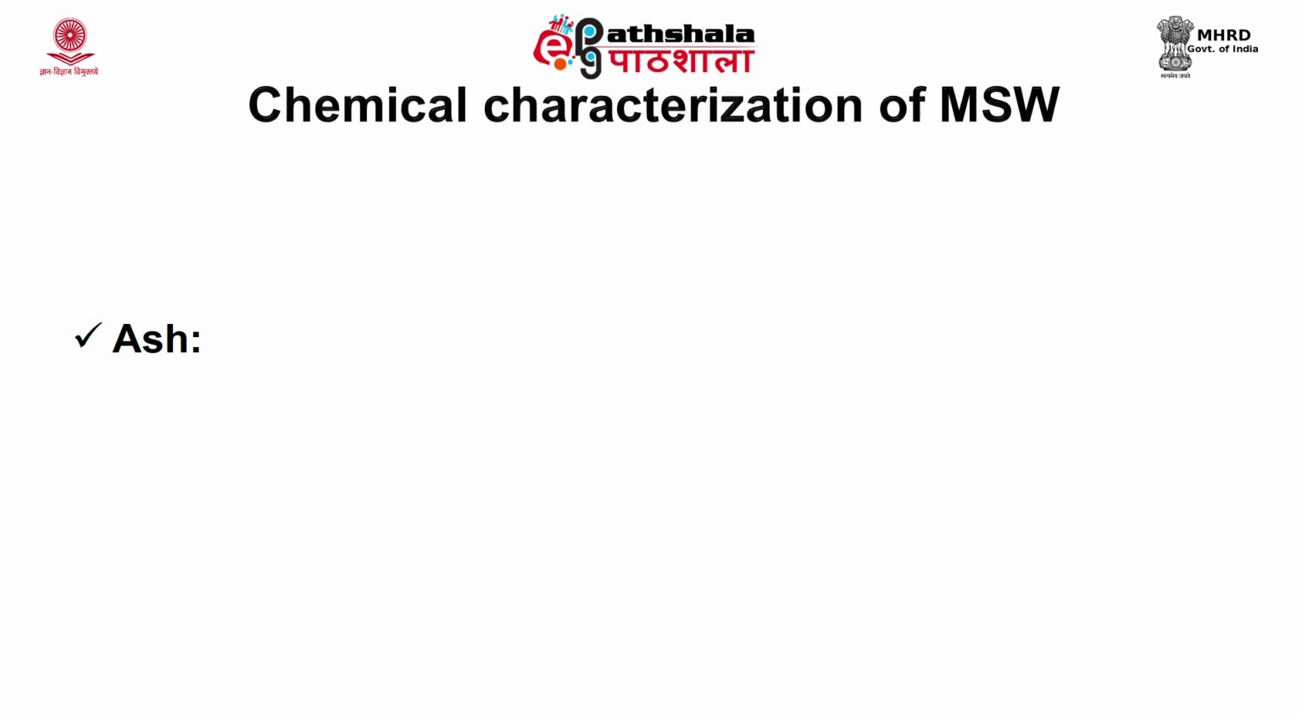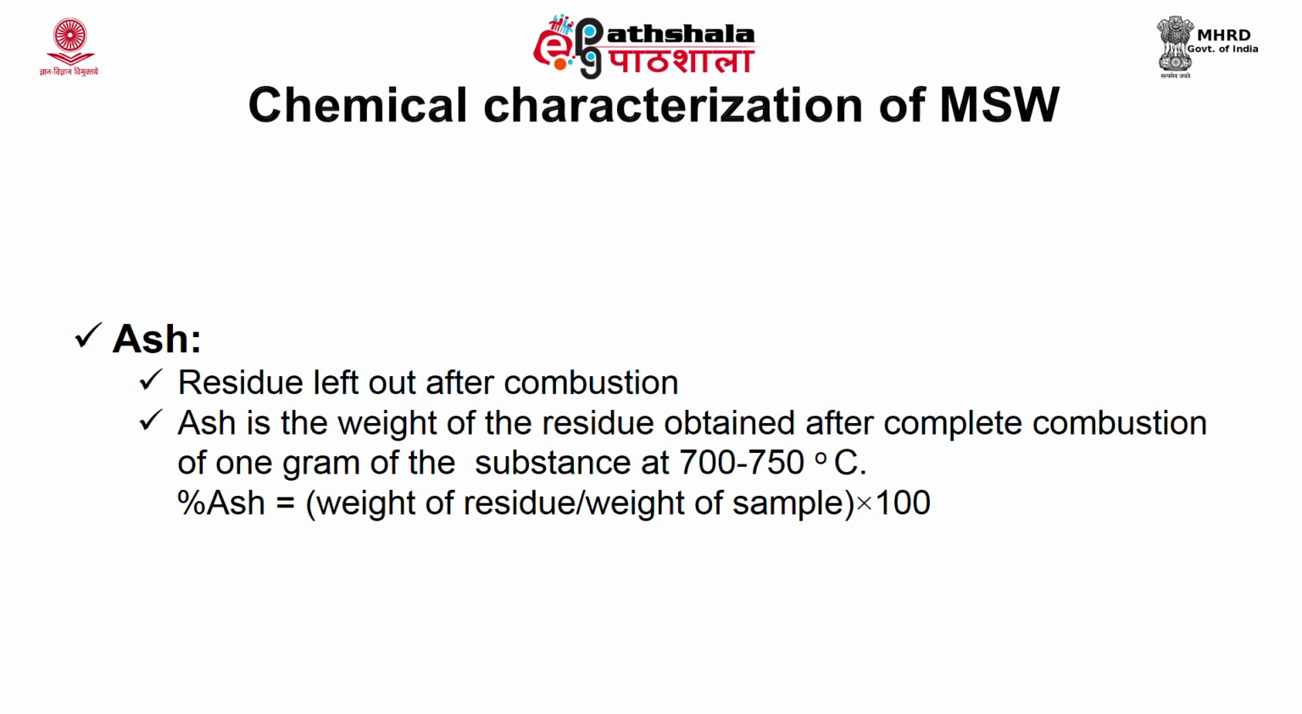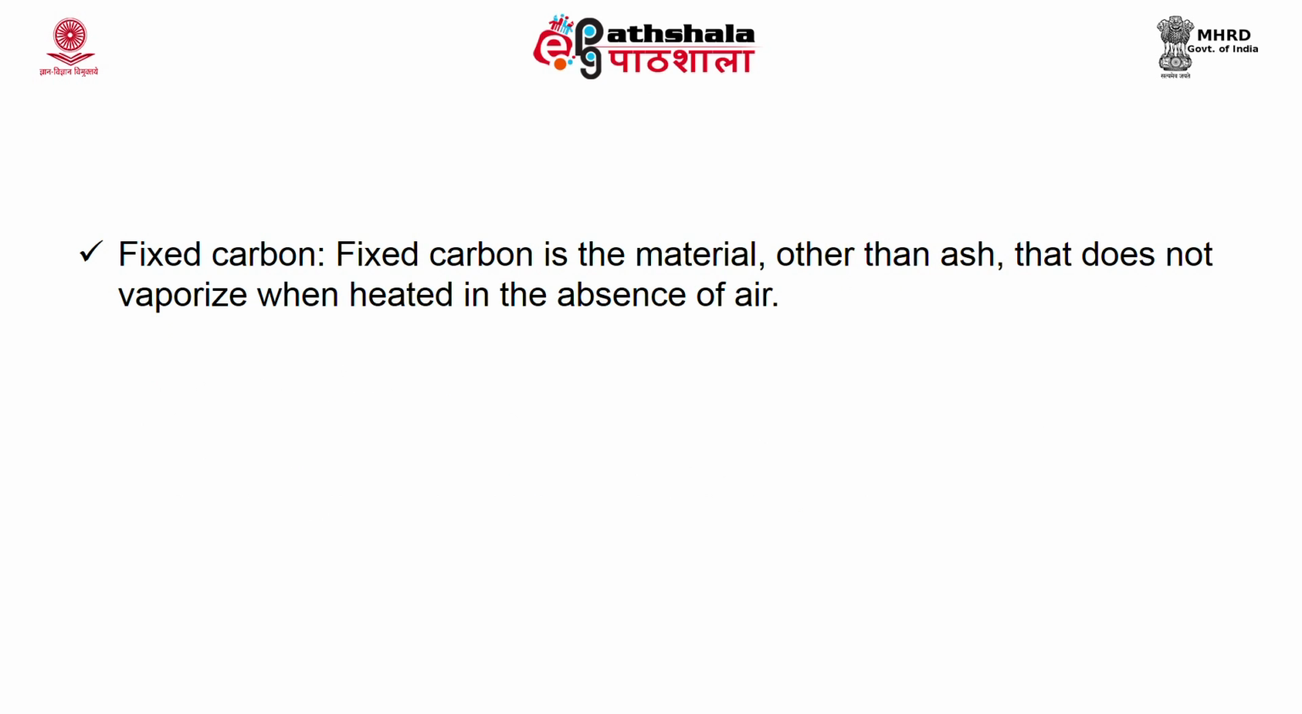Next is ash. Now, what is ash? The material or residue which is left after burning, combustion or incineration is called ash. The ash content is determined by the weight of the residue left at the end of complete combustion of 1 gram of solid waste at 700 to 750 degrees Celsius. The percentage ash can be calculated as the weight of residue divided by the weight of the solid waste, multiplied by 100. The last one in the proximate analysis is the fixed carbon.